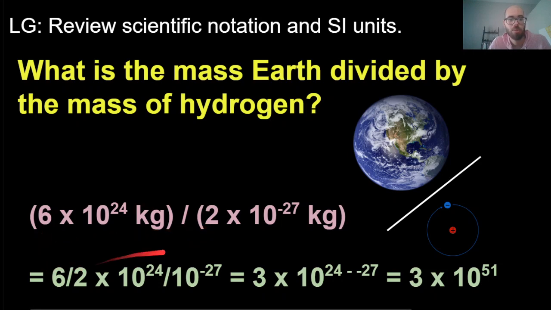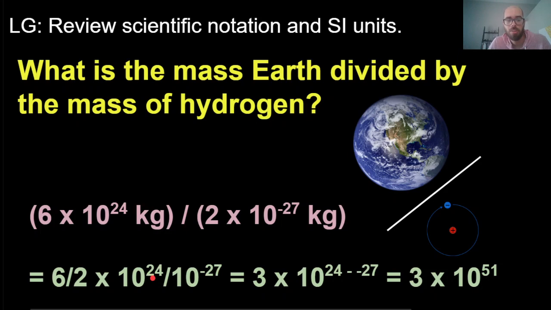6 divided by 2 is 3, so our coefficient is going to be 3. And now let's deal with the powers of 10. So we've got 10 to the 24 divided by 10 to the negative 27.